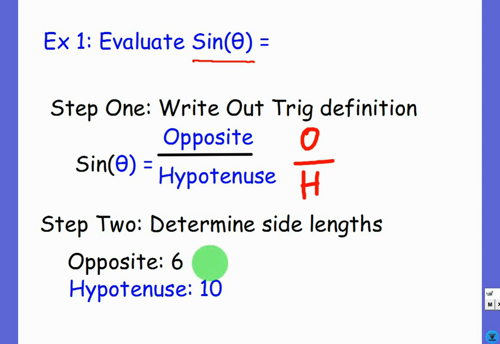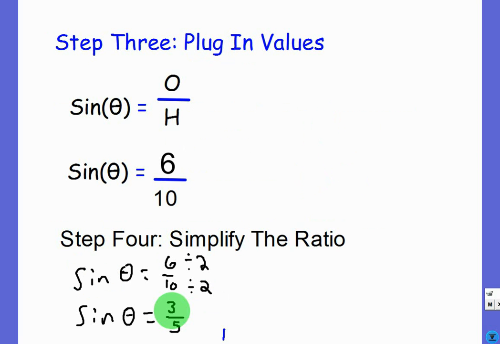So that means for the O here, I'm going to replace it with a 6. The H here, I'm going to replace with a 10. And then just simplify that. So plug it in for step 3, simplify it for step 4. 6 over 10 reduces to 3/5. That's my answer. The ratio from the opposite to the hypotenuse side is 3/5.